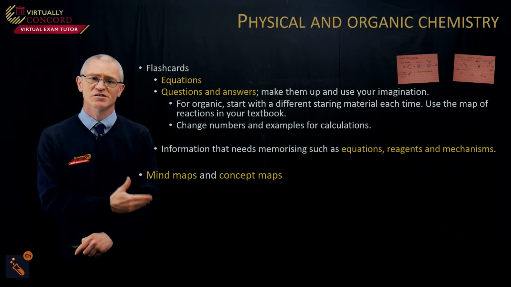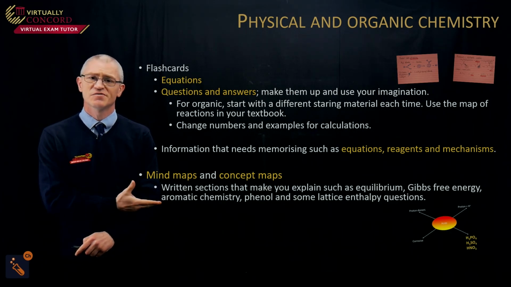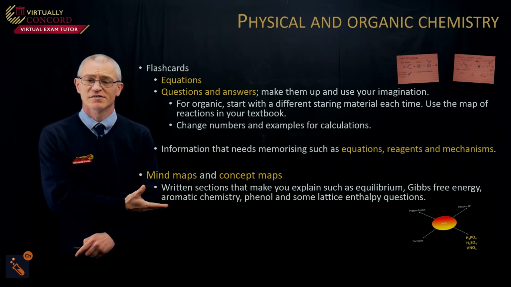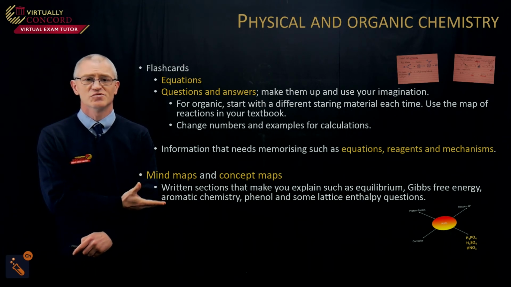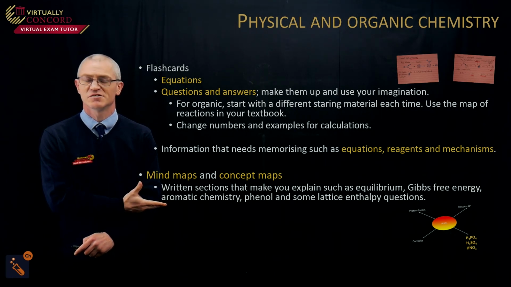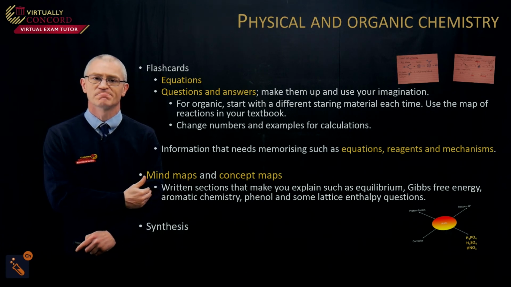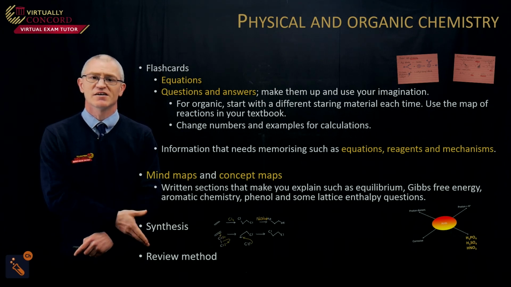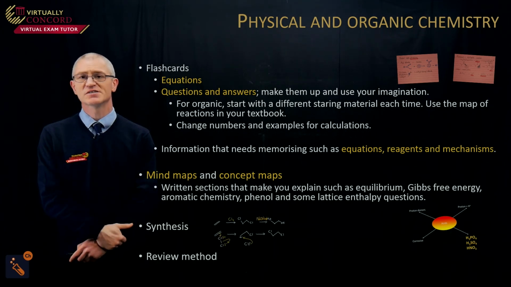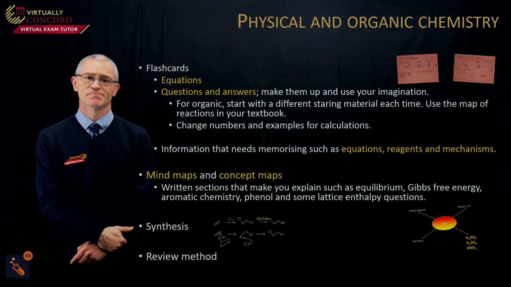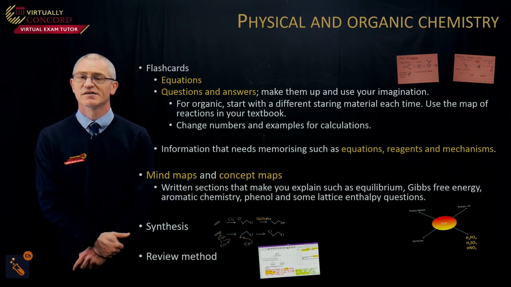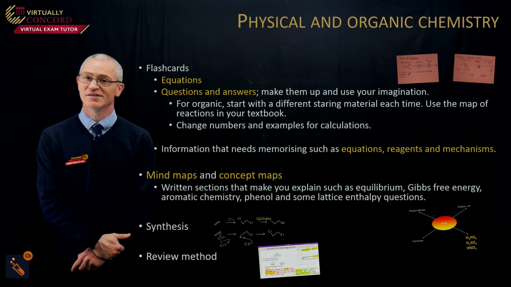And we talked about mind maps and concept maps. They're really good for written sections that make you explain, such as the ones we've listed right here. There are many more examples of where mind maps and concept maps will work. You just need to explore your specification and find out. Now, synthesis is an example we're going to go over in the next slide. And lastly, the review method works for both, so it works for physical and organic chemistry. I would recommend that you use the review method quite regularly, and you make sure you do as many exam questions in the end as possible.